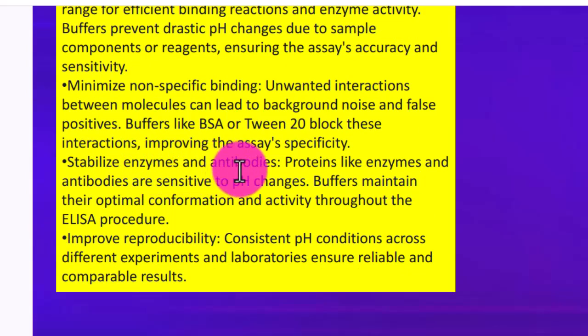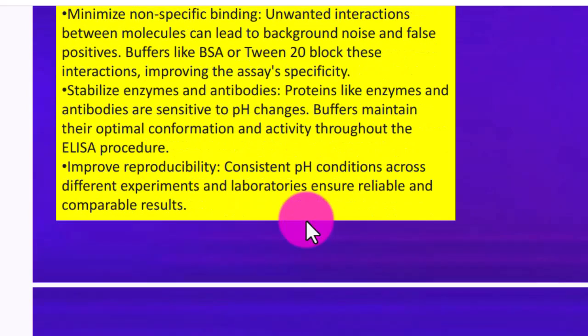Stabilize enzymes and antibodies: proteins like enzymes and antibodies are sensitive to pH change. Buffers maintain their optimal conformation and activity throughout the ELISA procedure. Improve reproducibility: consistent pH conditions across different experiments and laboratories ensure reliable and comparable results.